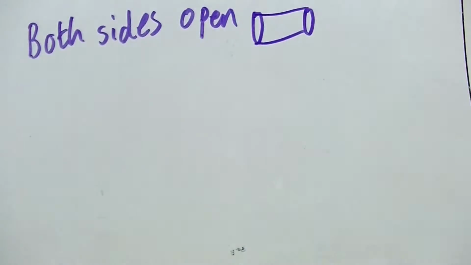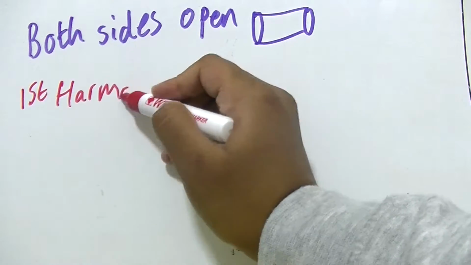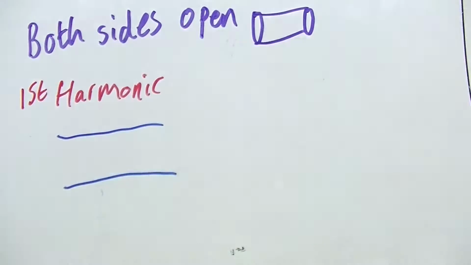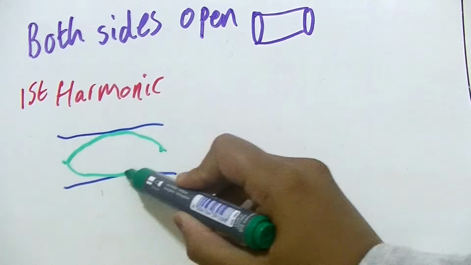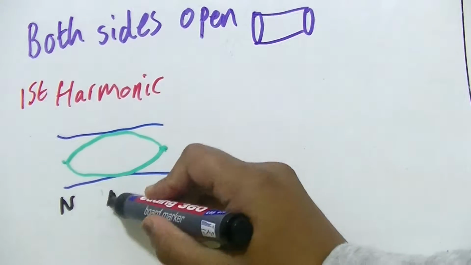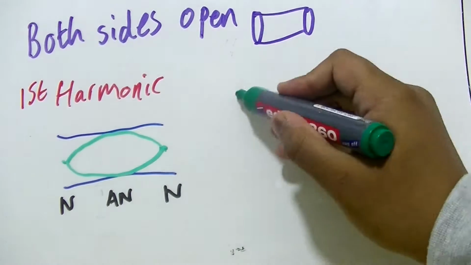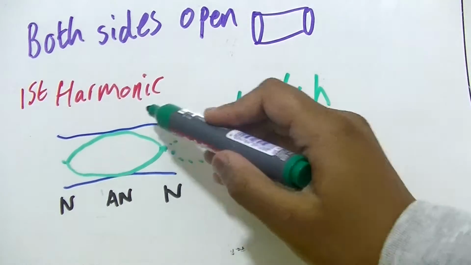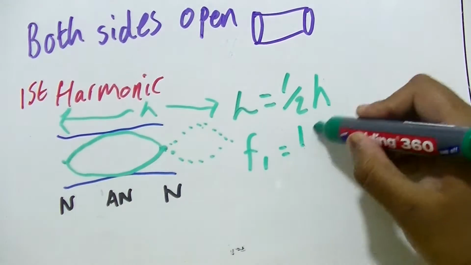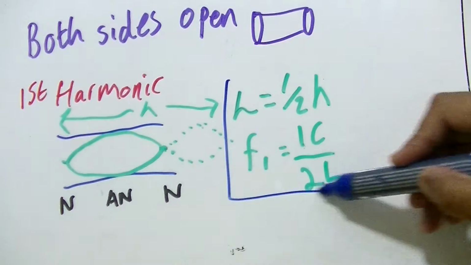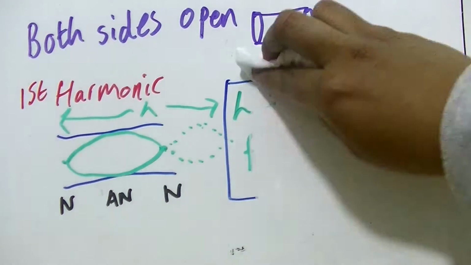Okay, a first scenario is when both sides of a pipe are open. First of all, we have the first harmonic. Here, the length turns out to be half a wavelength, and the frequency turns out to be 1c over 2l. The c is the value which is given to the speed of the wave.